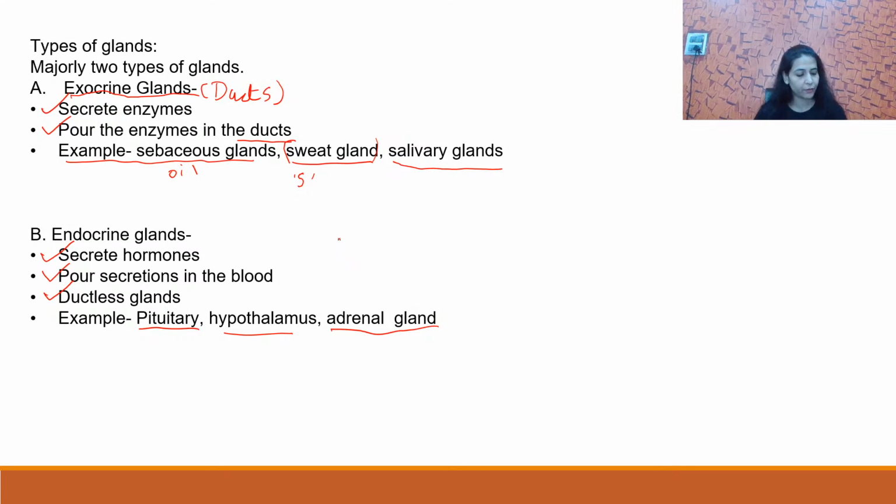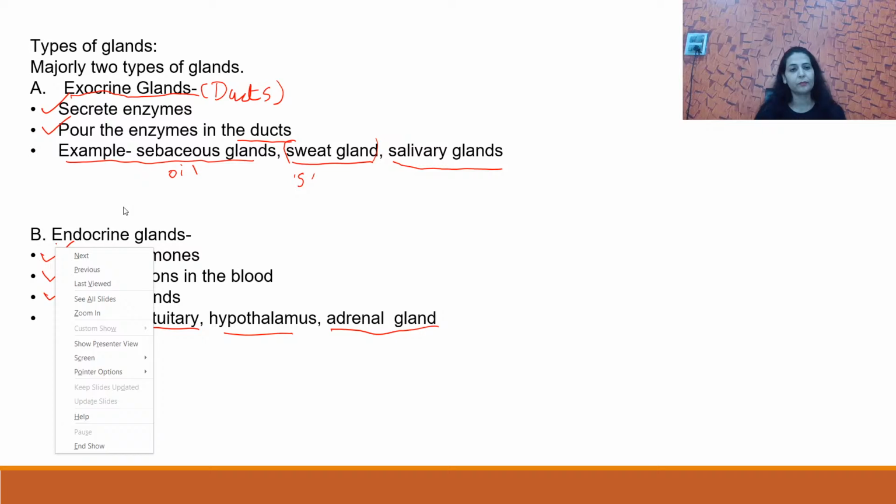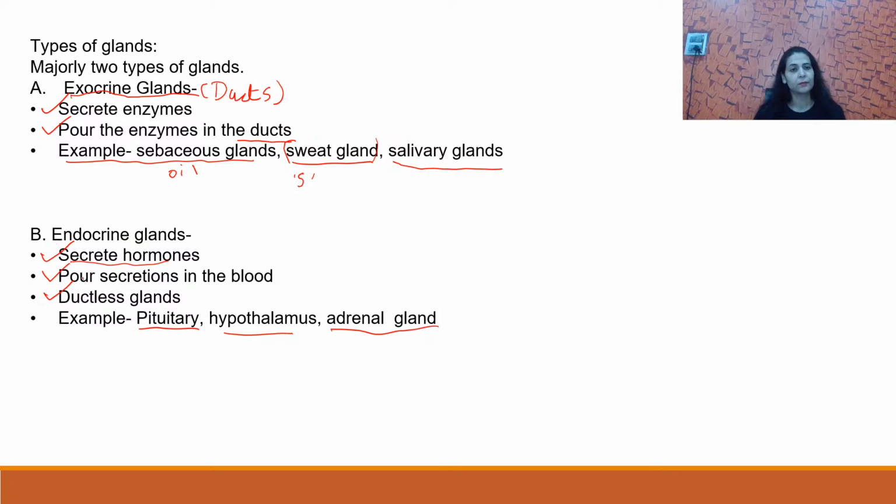Sweat gland, sebaceous gland are what glands? Tell me. Okay. So endocrine glands are the ones that secrete hormones. They pour secretion in the blood. They are ductless glands. Pituitary, hypothalamus, and adrenal. Sudoriferous glands. Yes, sweat glands are sudoriferous. Sunoya, you're absolutely right.